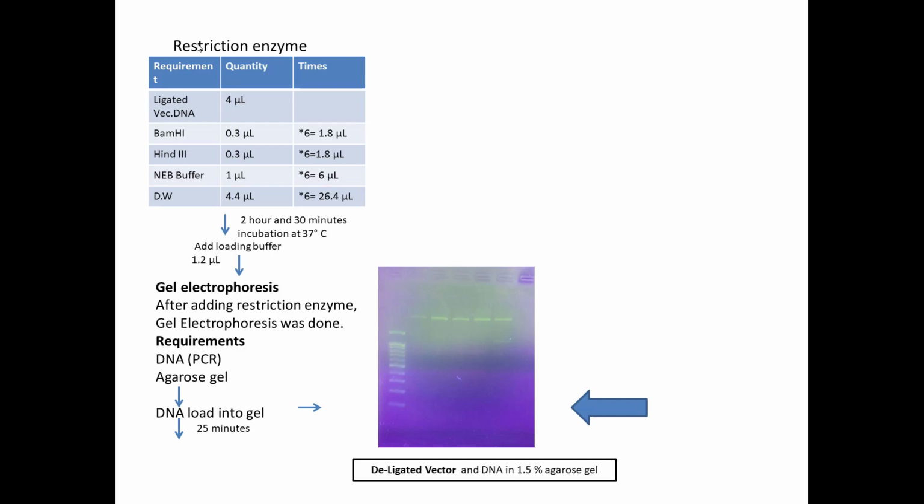For that I use about 4 microliter of the ligated vector DNA, and the restriction enzyme of the respective microliter, and I use the buffer for this enzyme, and distilled water was also added, and I incubate for about 2 hours and 30 minutes at 37 degrees Celsius, and the loading buffer was also added, and I did the gel electrophoresis. But here we can see I can get the band for the vector, but I could not get the band for the DNA, and I'm still trying. This week I'm repeating the same process, and hopefully I'll get the band this week.